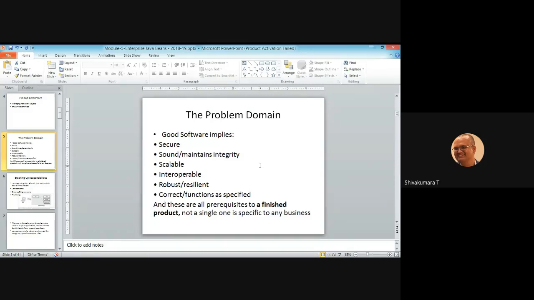Not only this set of features, a few more features exist to tell whether it is a good software, right? The problem domain is the good software. It implies that it is secure, has integrity, is scalable, interoperable, resilient, and it should provide the specific functionalities according to the definition of the business logic which you are defining. I took the example of IRCTC railway reservation, the real time example.